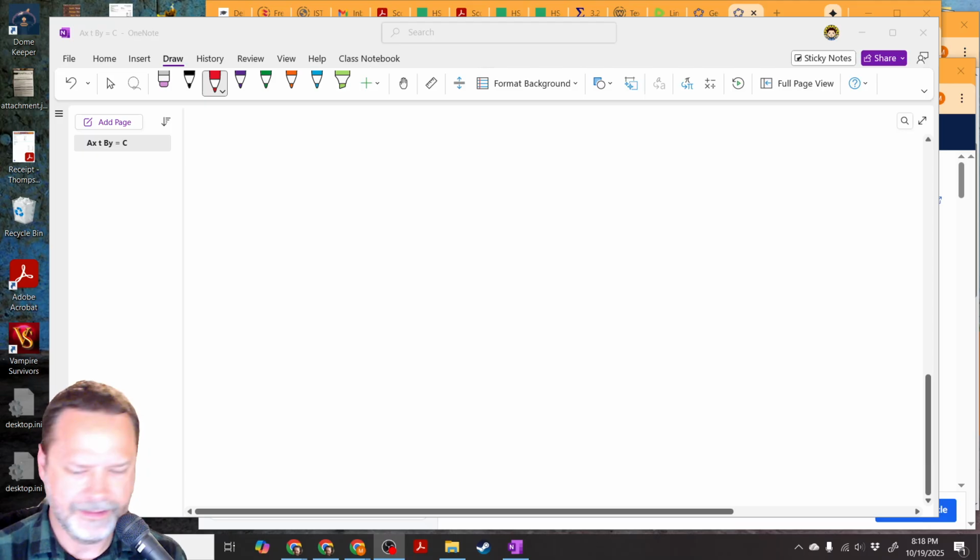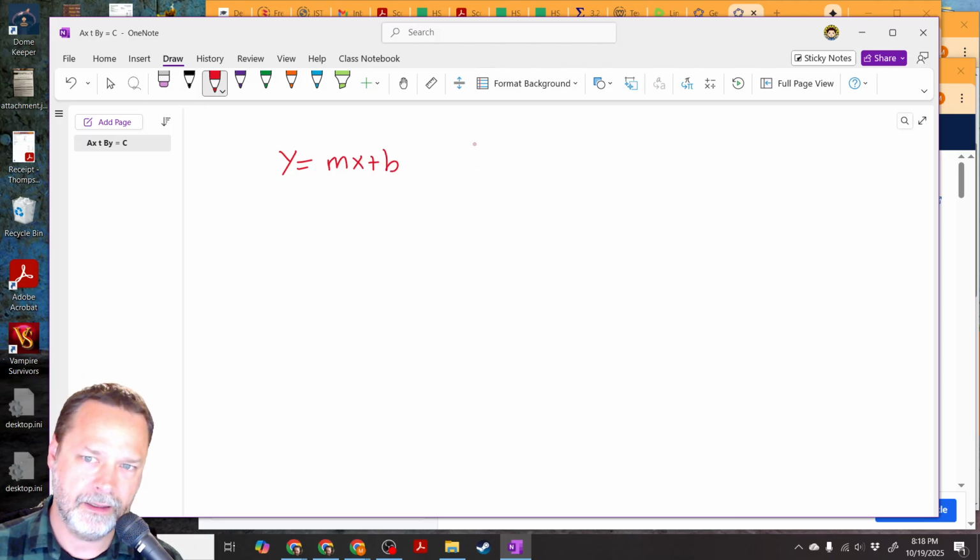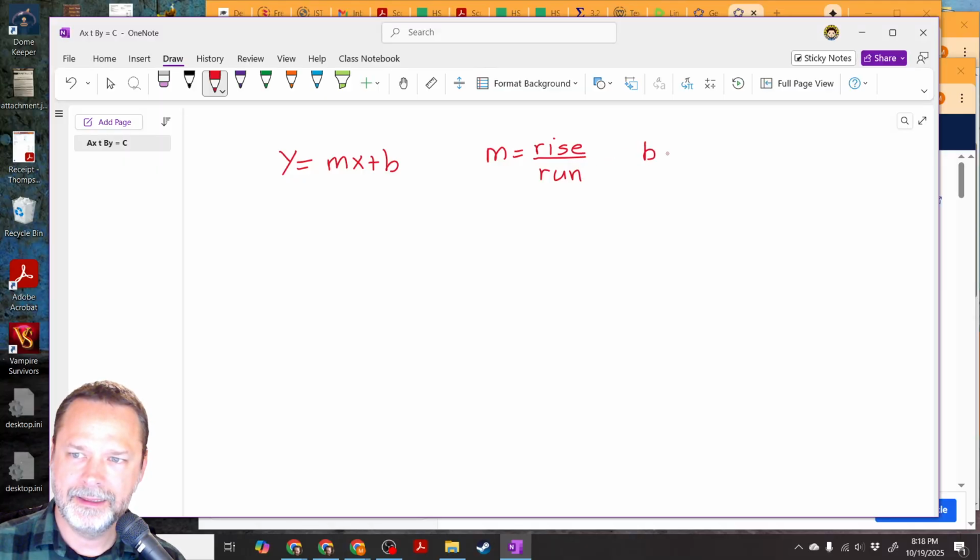So last time we talked about slope. We've been talking about lines, and now I want to talk to you about the slope-intercept form of a line. And what is that? Slope-intercept form. That's going to be y equals mx plus b, where m is our slope, which means m is the rise over the run, and b is our y-intercept.